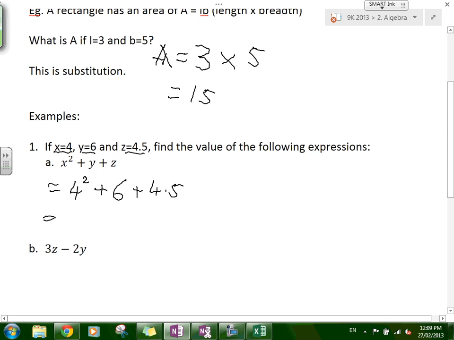Right. And so if I work that out, that's 16 plus 6 is 22, 22 plus 4.5 is? 26.5. Good, 26.5. Okay, so 26.5. So what this means is for these particular values, this expression has a value of 26.5. Alright, that's what this means.